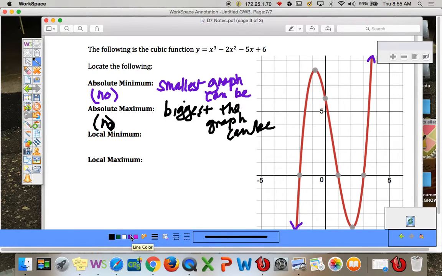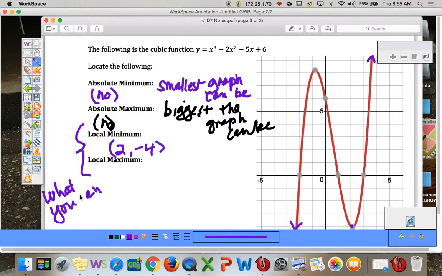The local minimum: look at your graph in that region that you can see, what's the minimum? And so we can see this minimum right here. If you find this coordinate, 2 over and 4 down, so (2, -4). So the local minimum is in the region that you can see. So this is what you can see. And then the local maximum in this region, here's the highest point that we can see in this region, and it's (-1, 8) is the local maximum.